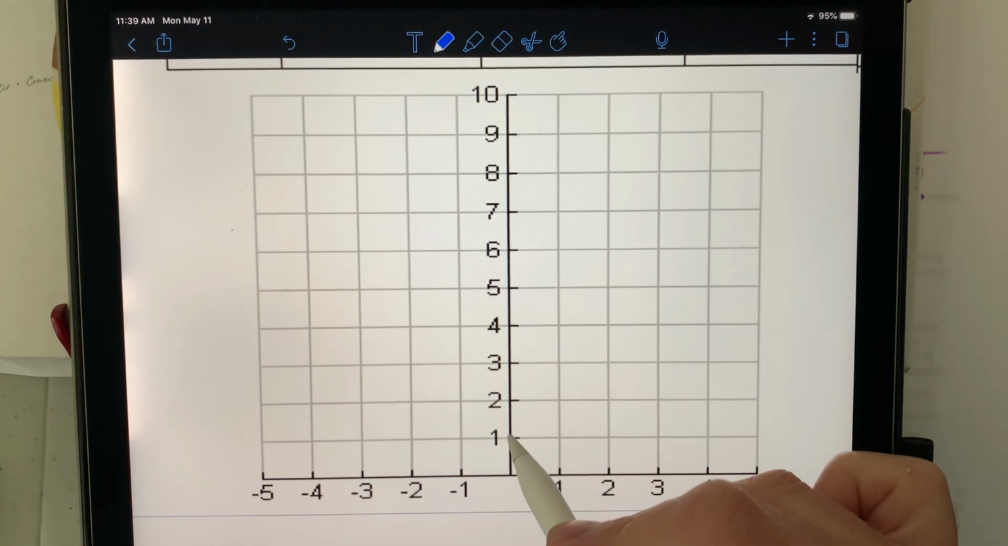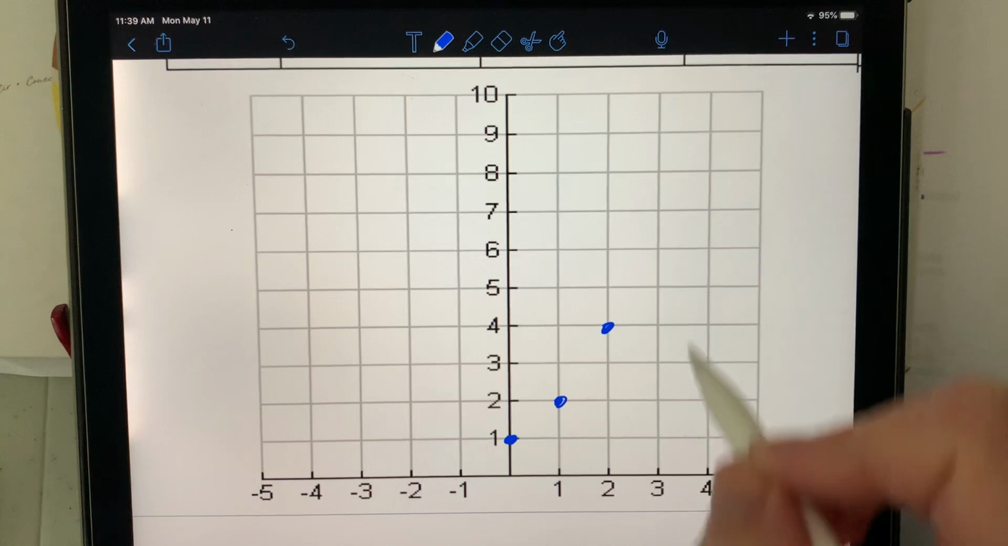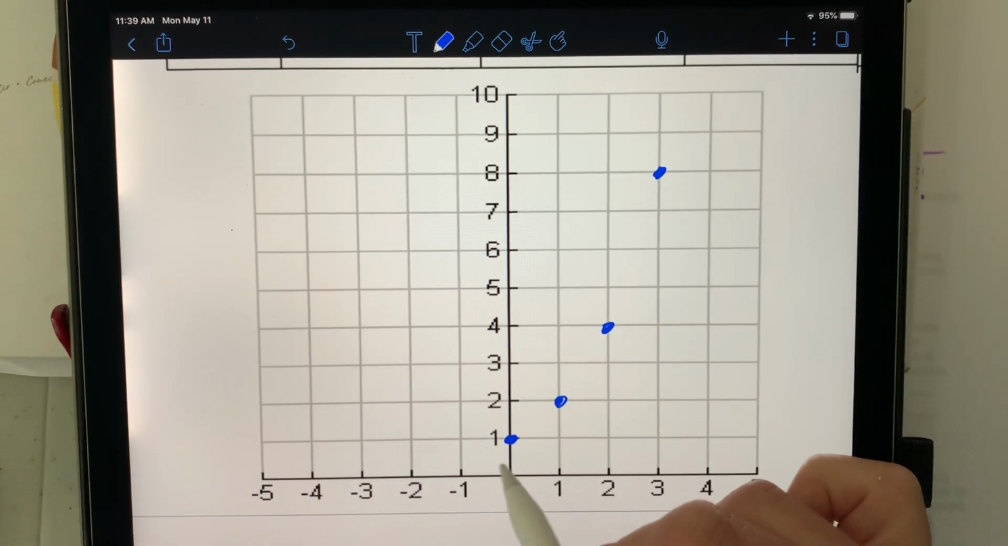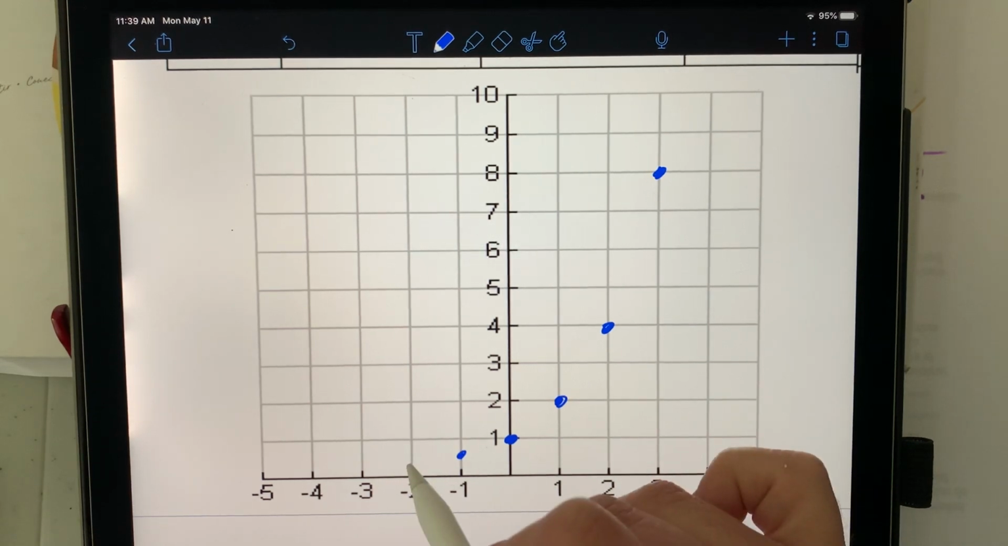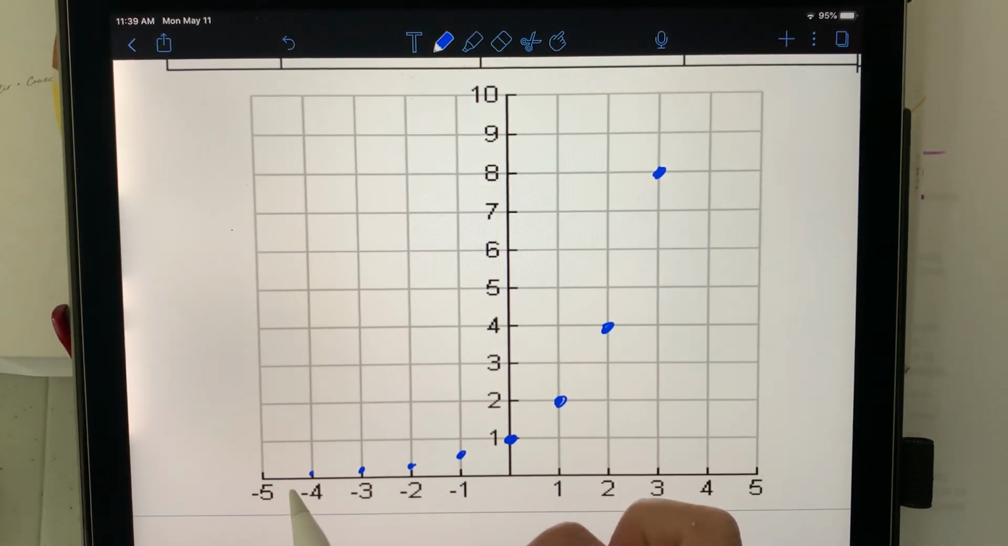2 to the power 0 is 1, 2 to the power 1 is 2, 2 to the power 2 is 4, 2 to the power 3 is 8. When I go on the other side, 2 to the negative 1 is 1 over 2, then it's 1 over 4, then 1 over 8, and then 1 over 16. And it gets closer and closer to 0.